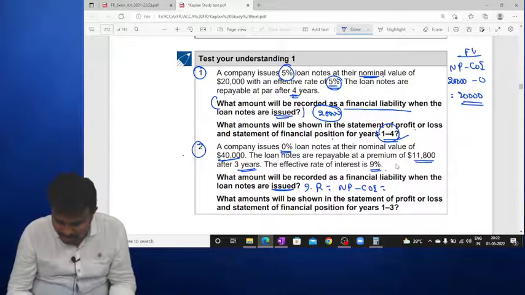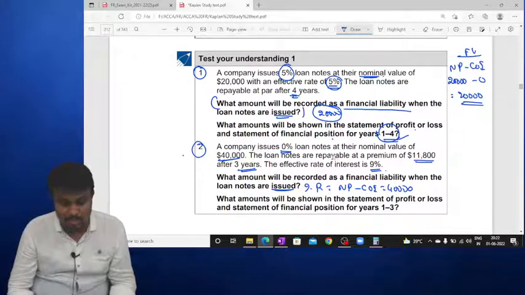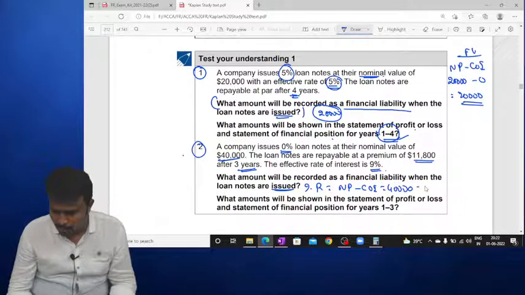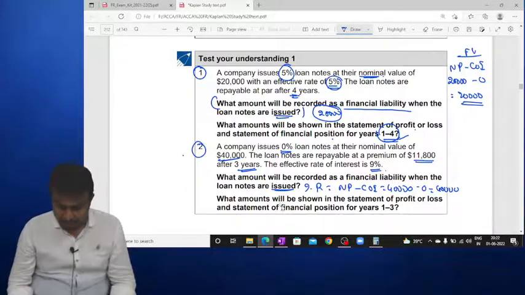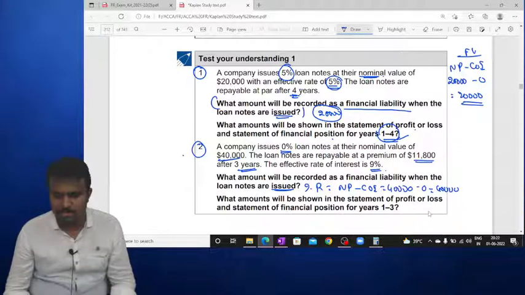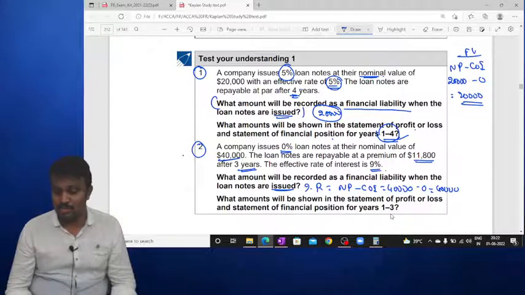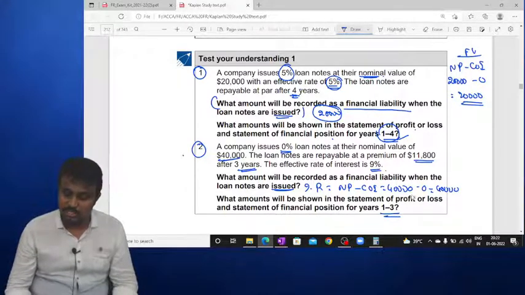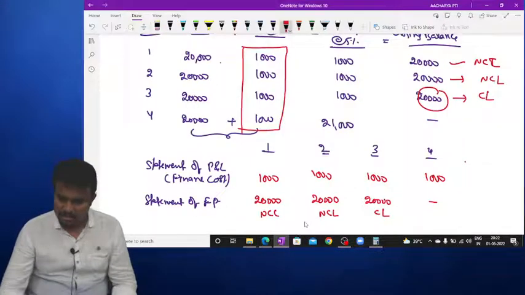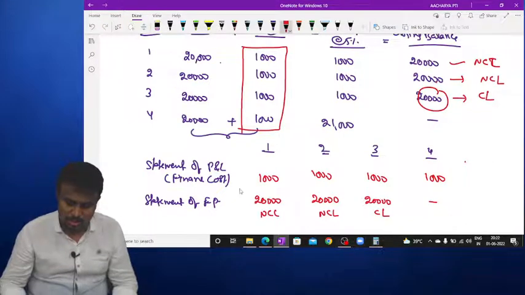What is the net proceeds here? The loan notes are issued at nominal value, nothing but what? 40,000. And there is no cost of issue, so minus 0. So we have to recognize 40,000 initially. Then what amount will be shown in statement of profit or loss and statement of financial position for the years 1 to 3? Okay, then for this purpose, better to draft what?